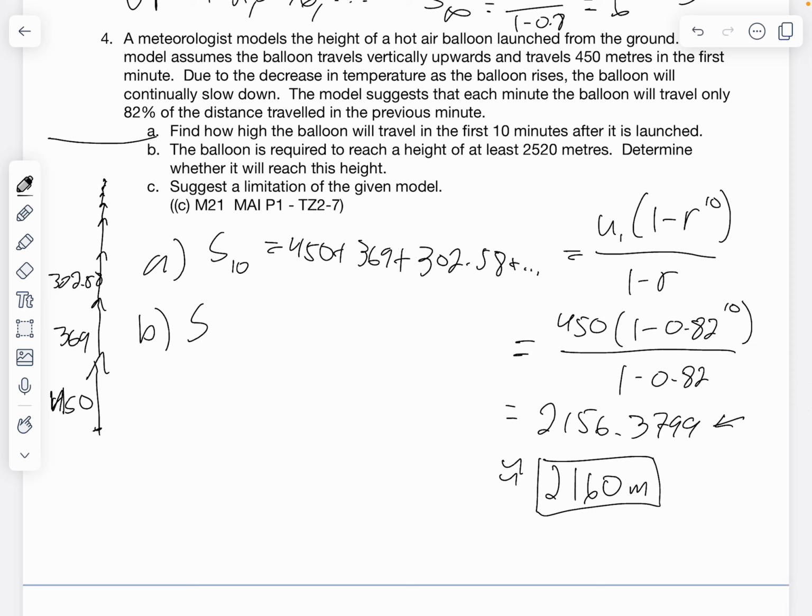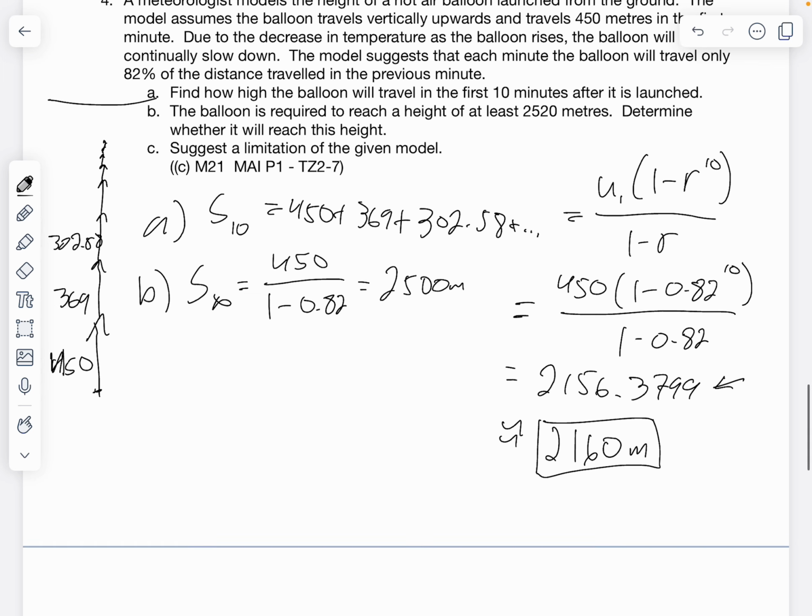So let's see. S infinity here is going to be our first term, 450 over 1 minus 0.82. So 450 over 0.18. Oh, it gets so close. 2,500 meters is the max height. So it misses it by 20 meters. That's crazy. So no, it won't make it.